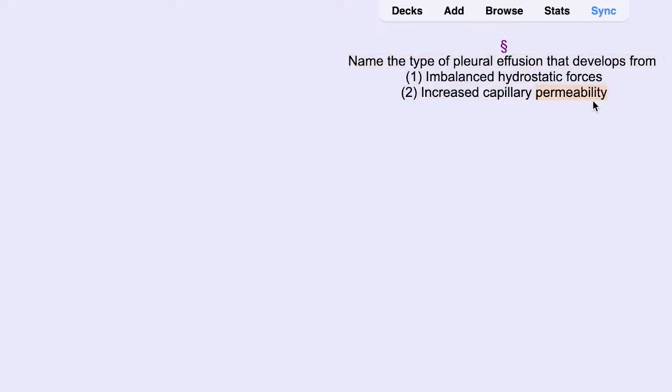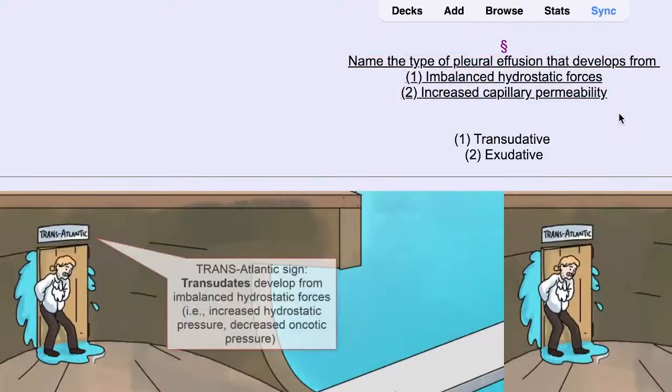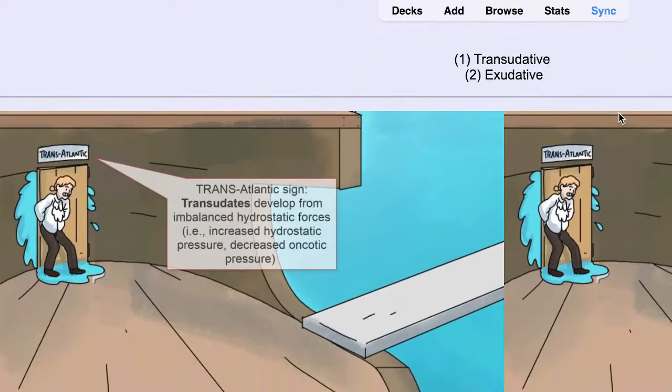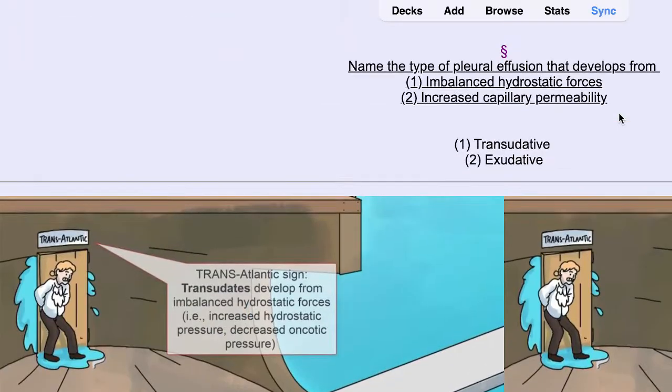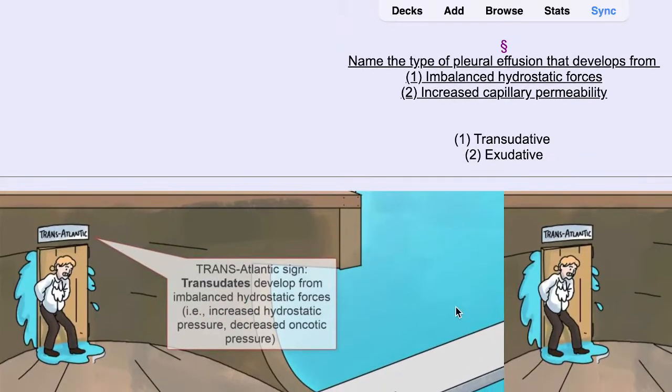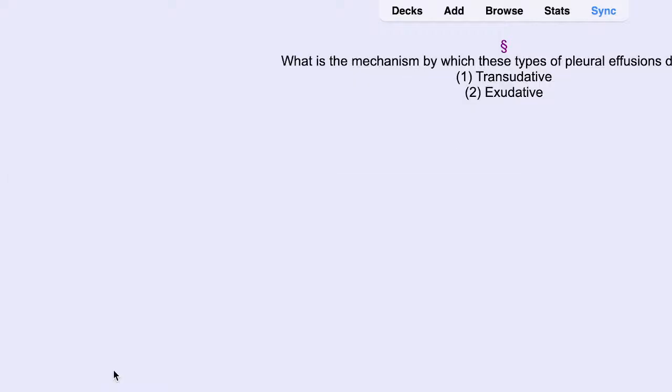Name the type of pleural effusion developed from an imbalanced hydrostatic force, increased capillary permeability. So transudate is the imbalanced hydrostatic, and exudate is increased capillary permeability. So you have the capillary strain, that makes sense. Here you have hydrostatic forces. Okay, that kind of makes sense.